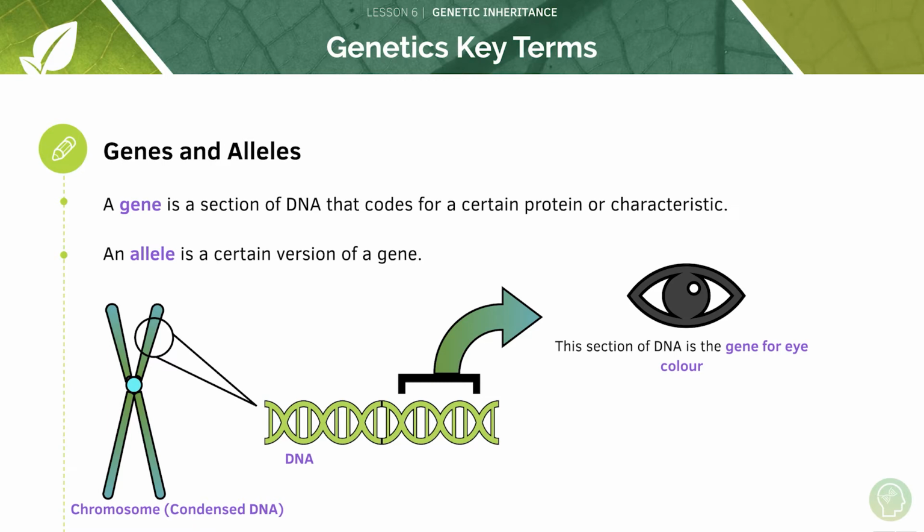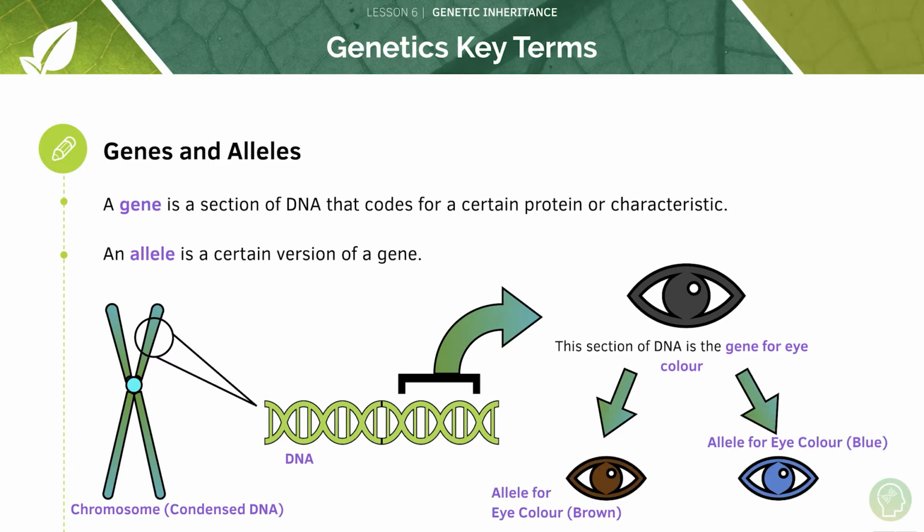Now we all know there's variations on eye colour, some people have blue eyes, some people have brown or green eyes. This variation means that there's a certain version of a gene that codes for the blue eye colour, for example. Another way of saying that is an allele of a gene. Okay, so that's all that means. So within the gene for eye colour, there are different alleles. Each allele codes for a different eye colour.